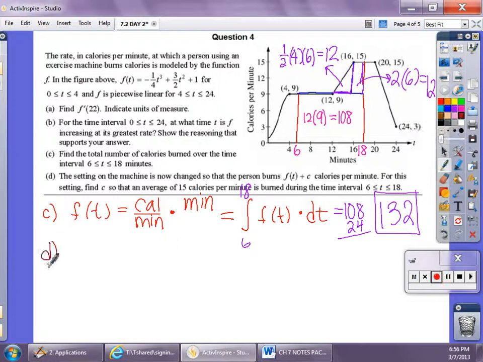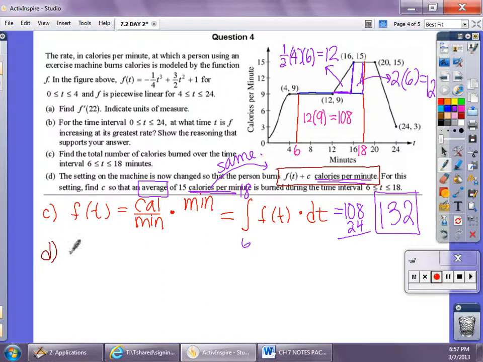says, well, now we're changing the setting to f of t plus c calories per minute. So that's the new function we're going to have to deal with. For this setting, and it's in calories per minute, find c so that the average is 15 calories per minute. All right, so I see the word average. Right now I'm thinking either slope or integral, okay? Because I can see that it says calories per minute and this says calories per minute, they are the same function. It means I'm going to use an average value.